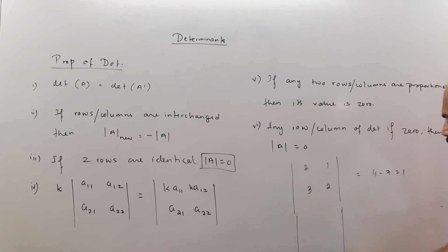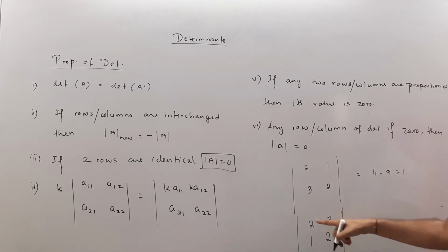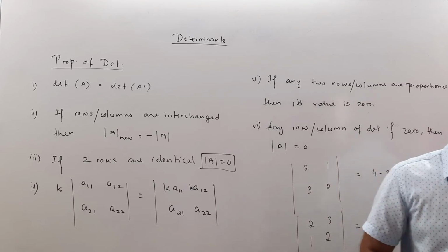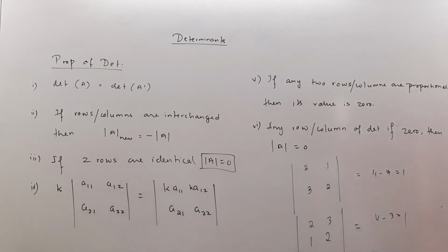The value of this comes out as 4 minus 3, which is 1. And here if we have something like this, 2 3 1 2, then its value is going to be the same, that is 4 minus 3, which is 1. This you can try in any case, and always you will get the same answer. So that's the first property.